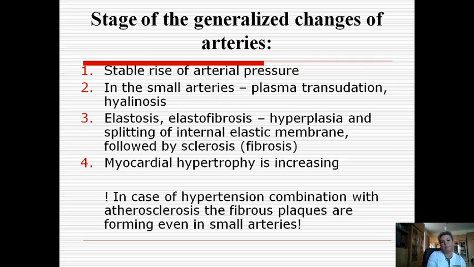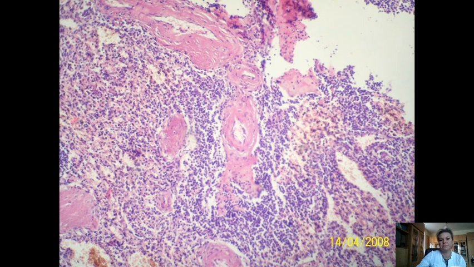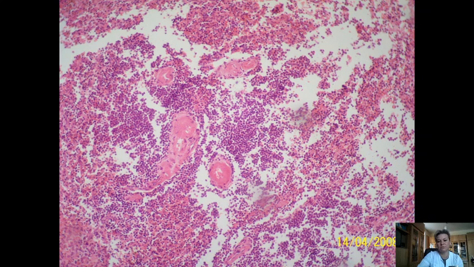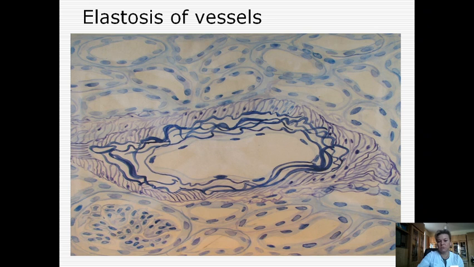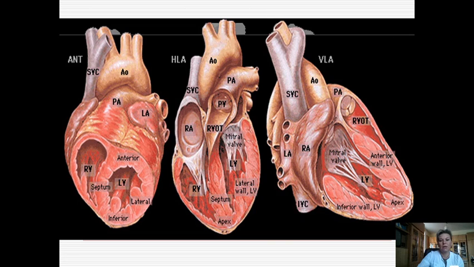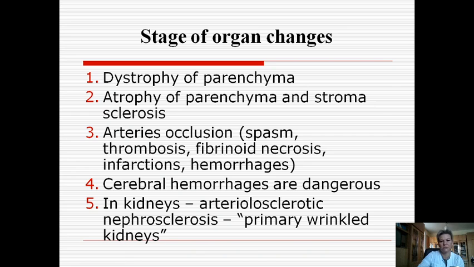Please remember, in case of hypertension combined with atherosclerosis, the fibrous plaques are forming even in the small arteries, for example, in the brain arteries and heart arteries. Look, in this photo you can see plasma infiltration in the artery and hyalinosis, elastosis in the large arteries, and hypertrophy of left ventricle, bull heart formation.